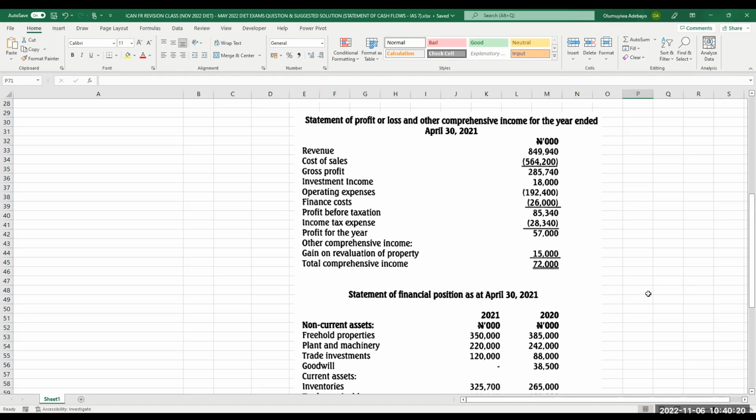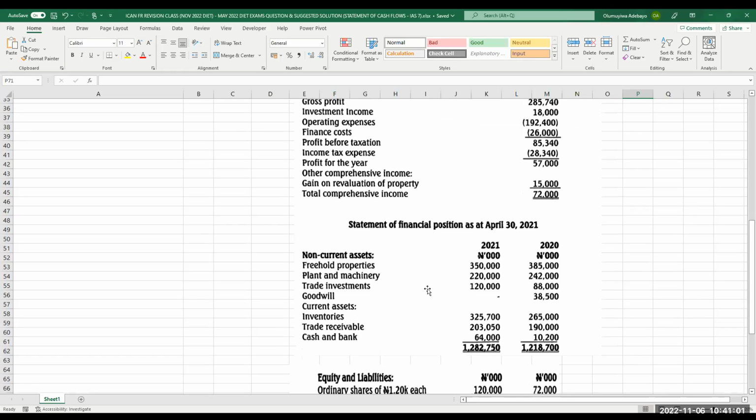We have information on revenue, cost of sales, gross profit, investment income, operating expenses, finance costs, profit before tax, income tax, profit for the year, and we have items. The only item we have in other comprehensive income relates to revaluation of property, which gave us a surplus, and our total comprehensive income.